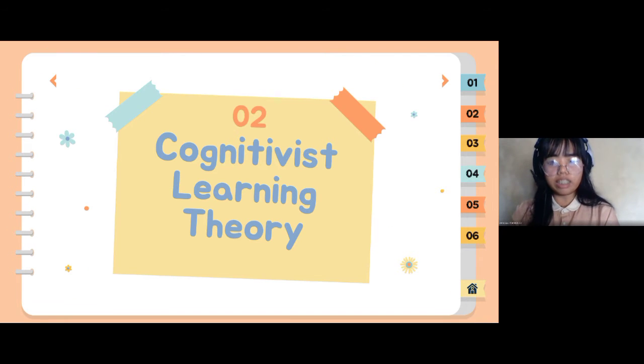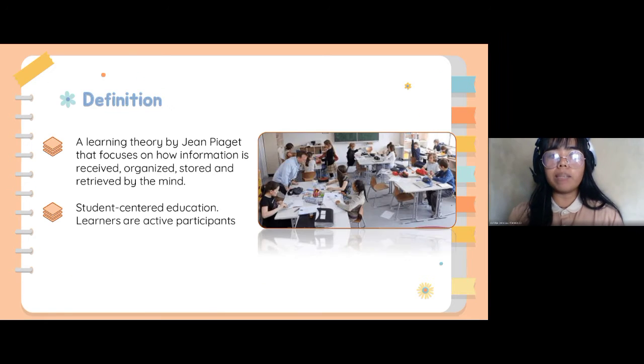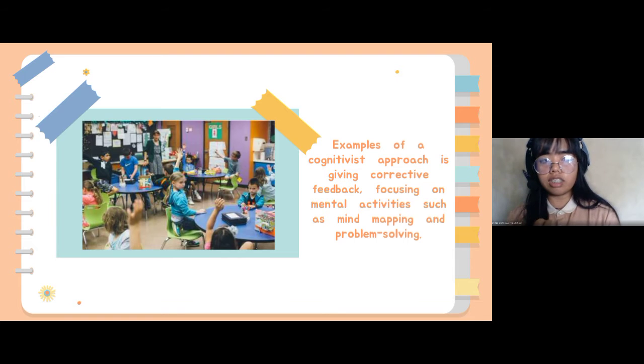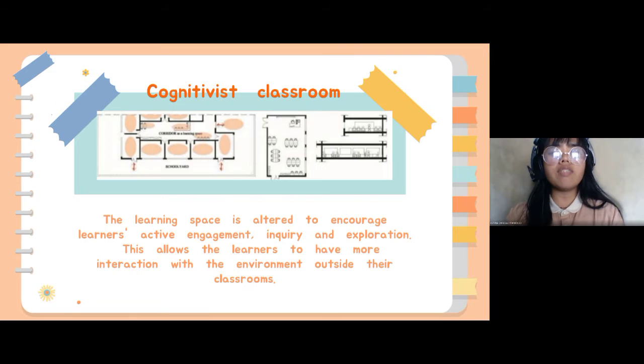The next theory is cognitivism, a theory by Jean Piaget, which focuses on the processes involved in learning rather than on the observed behavior of the learners. Learners are active participants in this setting. Class facilitators encourage students to take a hands on approach to learning. Examples of a cognitivist approach are giving corrective feedback and focusing on mental activities such as mind mapping and problem solving. A cognitivist school or classroom stimulates the learner's desire and curiosity for exploration.